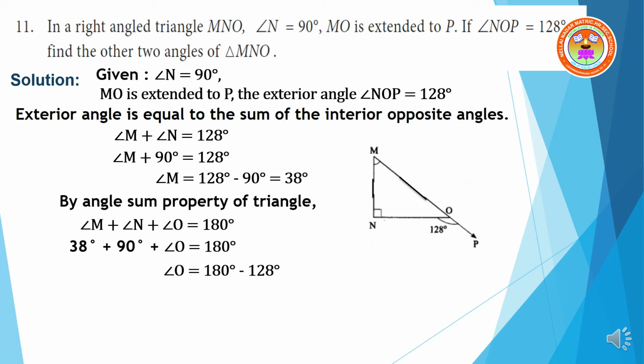Therefore, angle O is equal to 180 degrees minus 128 degrees. Subtracting the above values, we find the value of O is equal to 52 degrees. Therefore, angle M is equal to 38 degrees and angle O is equal to 52 degrees, which are the other two angles of triangle MNO.